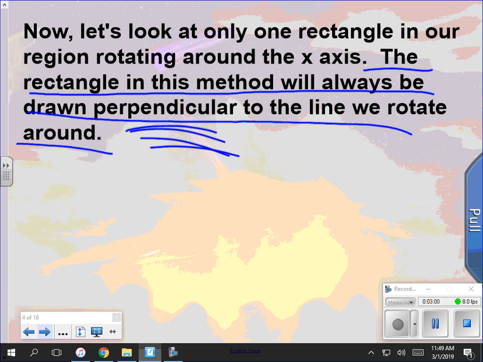If we rotate it around a line this way, we're measuring the radius in this direction. If we're rotating around in this direction, we're going to measure it this direction. So if we're rotating around a horizontal axis, we're going to be doing it dx. If we rotate it around a vertical axis, we're going to be doing it dy. Okay.